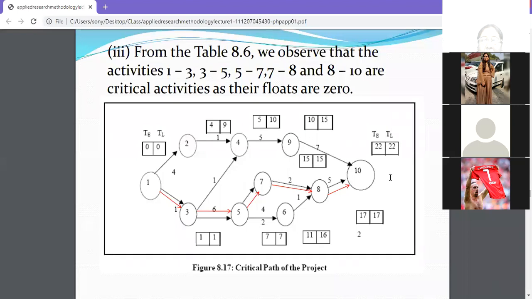So calculate, look at the event 5. After 5, it is dividing into 2 arrows, 7 and 6. So the higher point will be taken at that point of time when 2 arrows are combining to form a single event. Okay, so next will be 6.